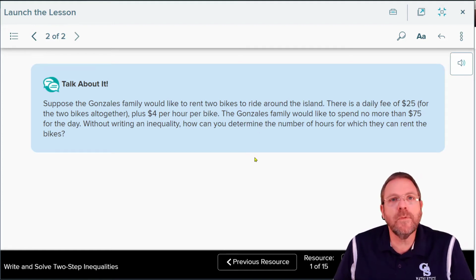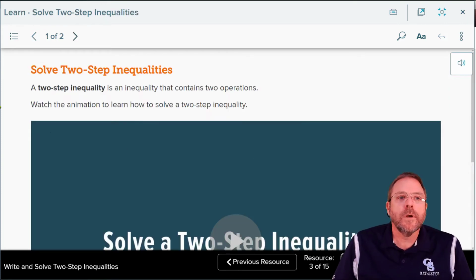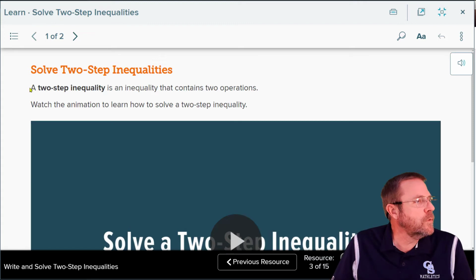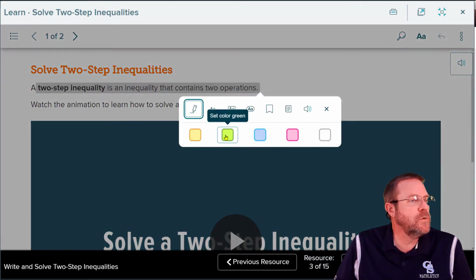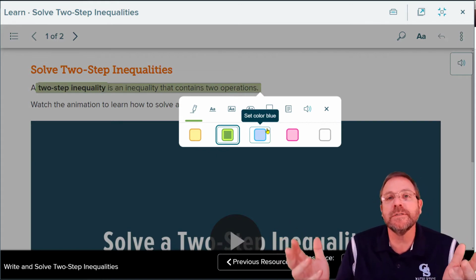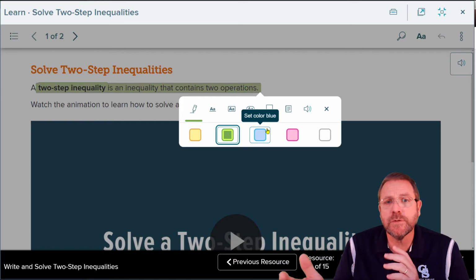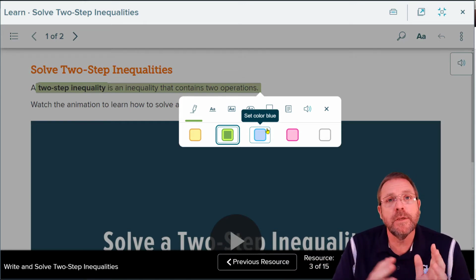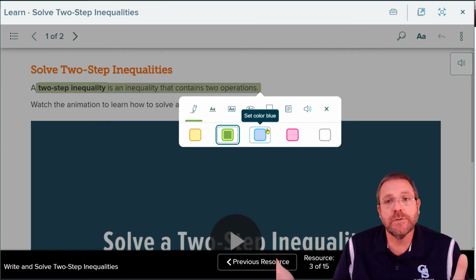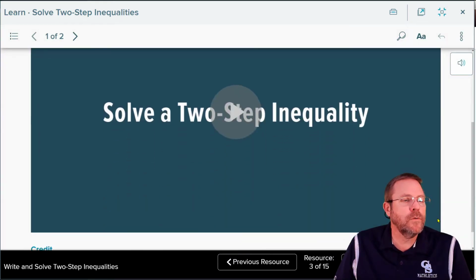Well, these are some of the things we're going to talk about in today's lesson. We're going to dig in with a new vocabulary term. A two-step inequality is an inequality that contains 2 operations. By 2 operations, they mean maybe multiplication and addition, division and subtraction, division and addition, something of that nature. Multiplication and division is not a two-step because those are just opposites of the same thing. Let's take a look at a video that the textbook has on how to do these.